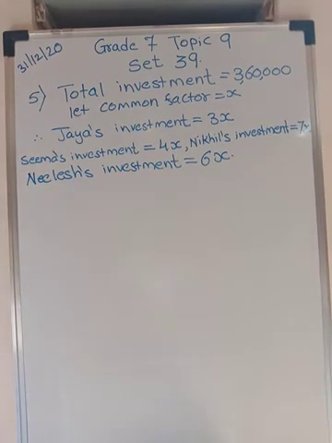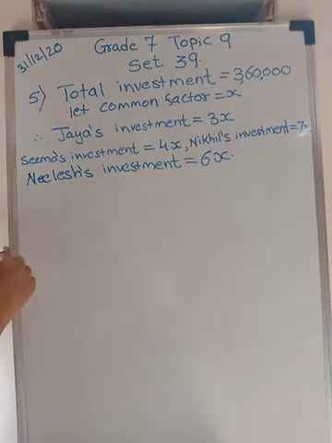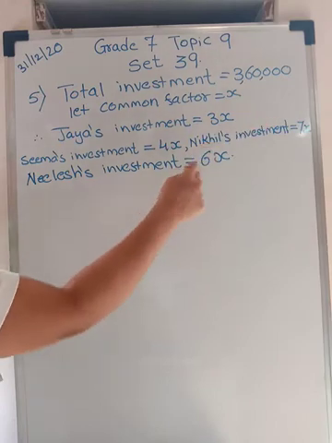Now let's go to the fifth problem. See now, Jaya, Seema, Nikhil and Nilesh put in all together 3,60,000 rupees to form a partnership with their investments being in the proportion 3:4:7:6. What was Jaya's actual share in the capital? First we will find out this question.